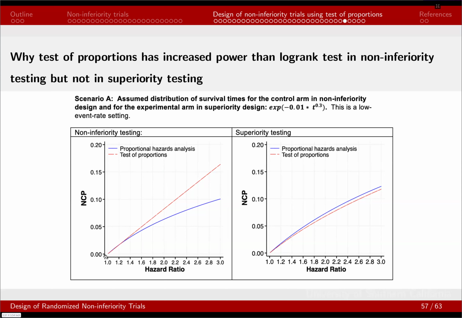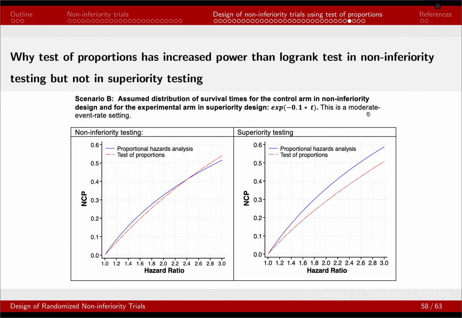test. And we can see that when the hazard ratio margin is above 1.2, the non-centrality parameter for tested proportions is always above the blue curve, leading to bigger power of non-inferiority testing of proportions. However, that is not observed in the superiority testing because the blue curve on the right side is always on top of the red curve. So logrank tests always have better power than test of proportions in superiority testing.